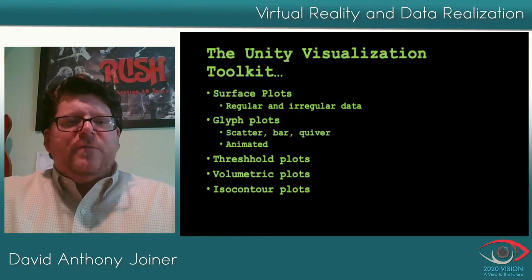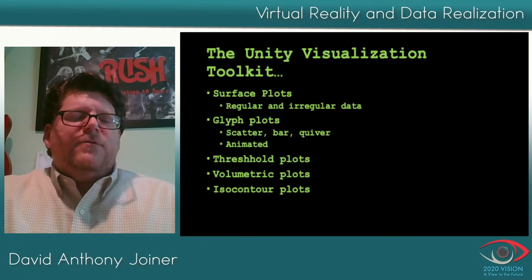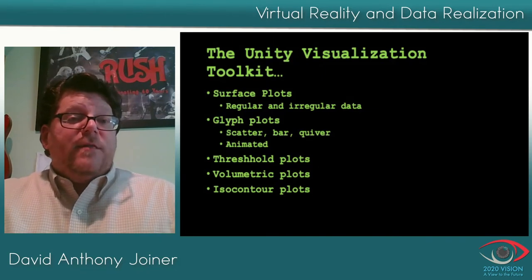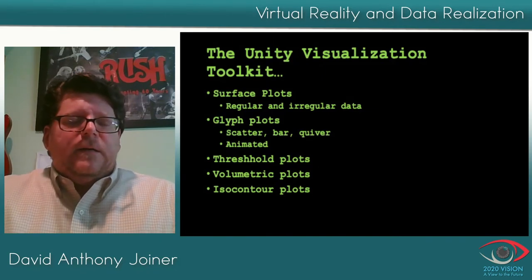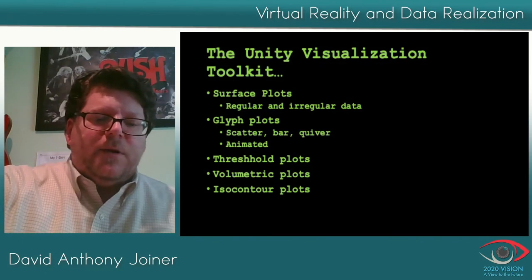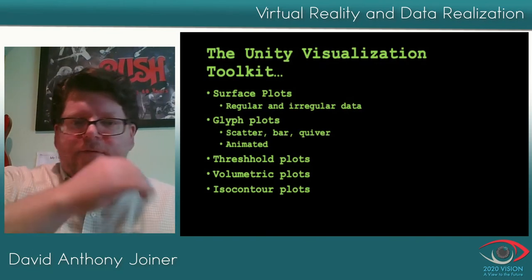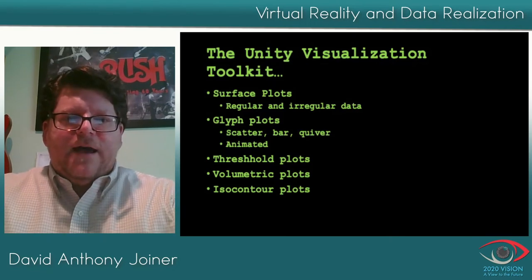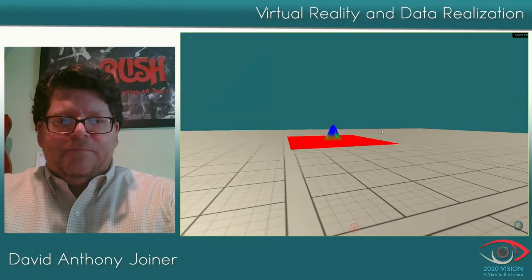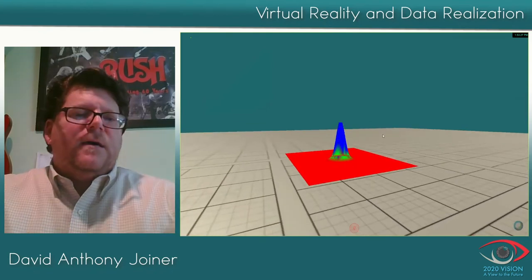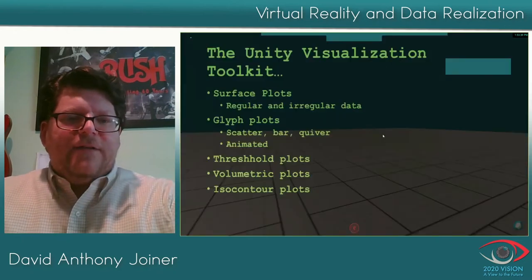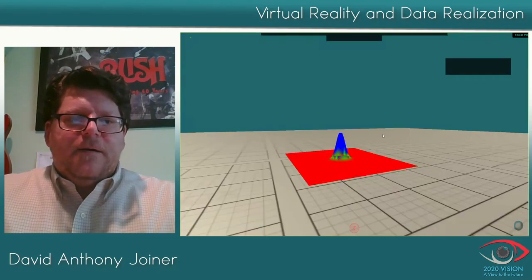In addition, we've been looking at tools to make easy visualization of F of X, Y, and Z within a Unity scene, for thresholds, volumetric plots, and isocontour plots. And just to show a few examples: right now we're actually running inside of an application built with the UVT in Unity. So we're running in a Unity app right now, and I've got it set up so we can see our slides here.